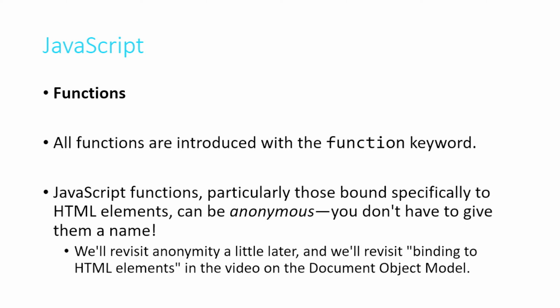them a name. Now, you might be asking yourself, wait, how can I call a function if it doesn't have a name? Well, we'll talk about that in just a little bit, and we'll talk about what I mean in particular here when I'm describing binding things to HTML elements. We'll talk about that in the video on the document object model. But we'll talk about anonymous functions in just another minute. I'll give you an example, and you can see how they might be useful in certain contexts. And those contexts actually do kind of materialize a lot in JavaScript programming.